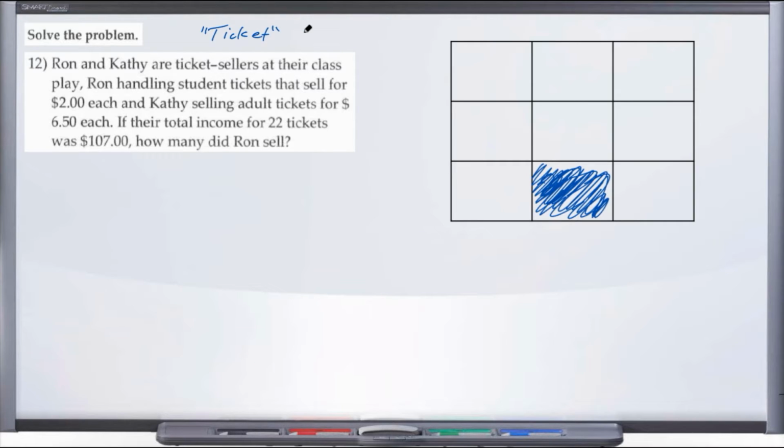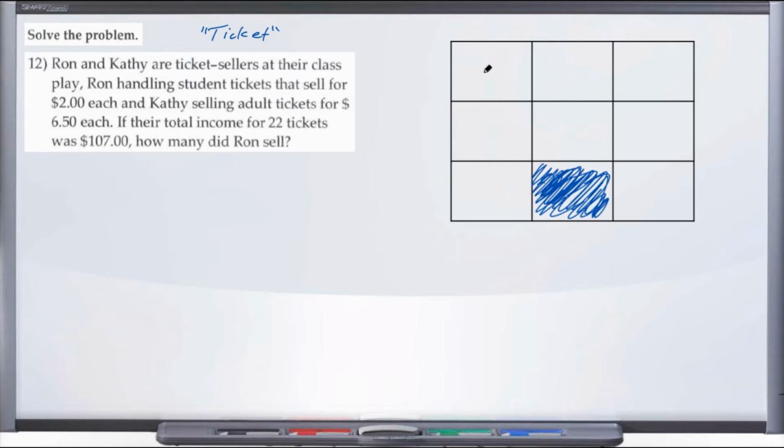And you might be asking yourself, well, how do I know it's a ticket problem? Well, that's a good question. It normally says the word ticket in the first sentence. And let's see if that's true here. Ron and Kathy are ticket sellers at their class play. Ron is handling student tickets that sell for $2 each, and Kathy is selling adult tickets for $6.50 each. If their total income for 22 tickets was $107, how many did Ron sell?